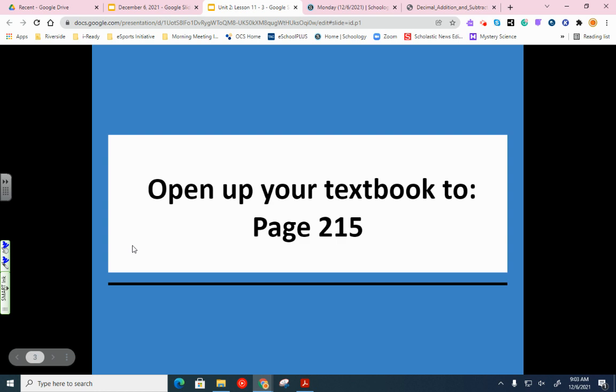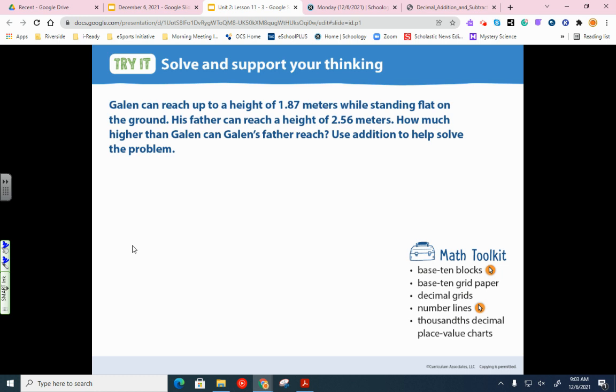Okay, so our lesson starts on page 215. And this time we're going to have decimals, so it's going to increase the difficulty a bit. You'll notice that these numbers are very similar to what we're using for our warm-up, but let's get started. Galen can reach up to a height of 1 and 87 hundredths meters while standing flat on the ground. His father can reach a height of 2 and 56 hundredths meters. How much higher than Galen can Galen's father reach? So it's looking for the difference between these two measurements. Basically our problem is going to be like this: 2 and 56 hundredths minus 1 and 87 hundredths equals the thing we're looking for.